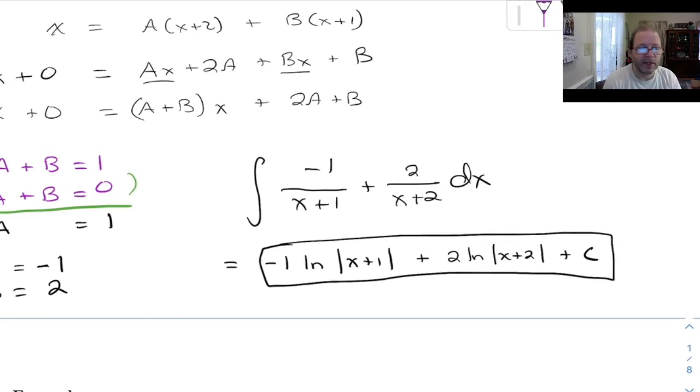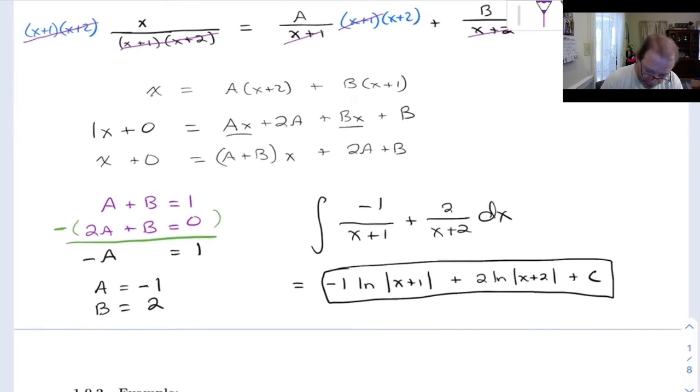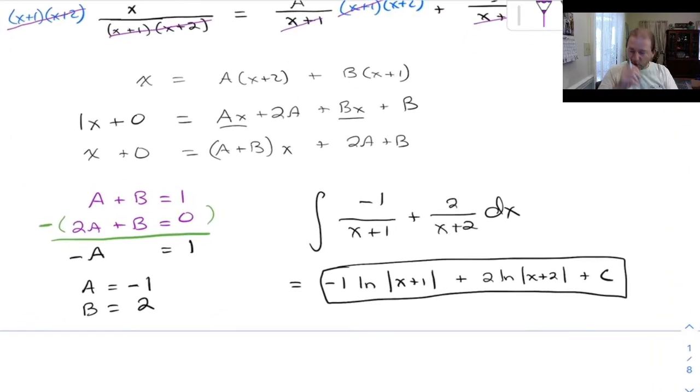And that's it. So there's a lot of algebra going on, but it helps us turn a somewhat complicated integral into an easier one to deal with. All right, let's do another example.